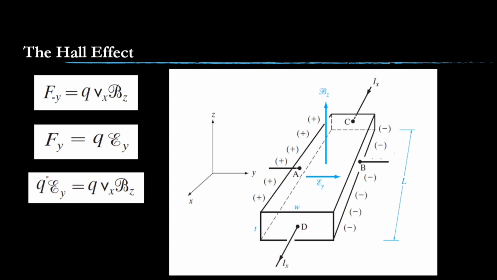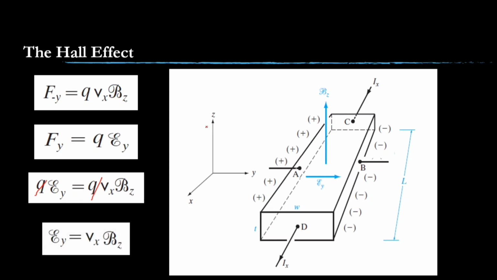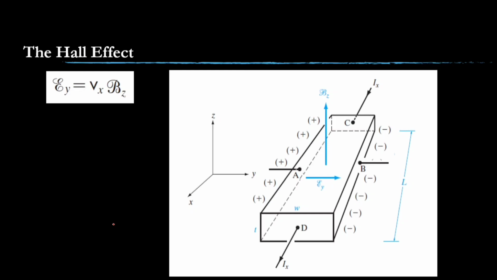Since the forces are equal, I can cancel this. Then if I cancel that, I can write something like this: epsilon y is equal to Vx into Bz. Okay, so epsilon y is equal to Bx into Vz. And we know this expression.